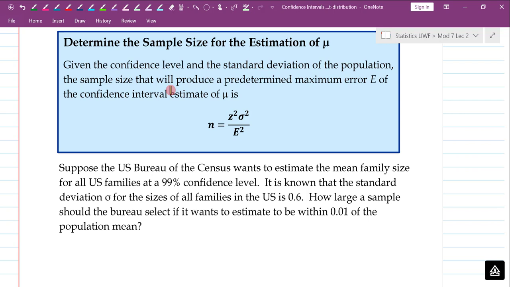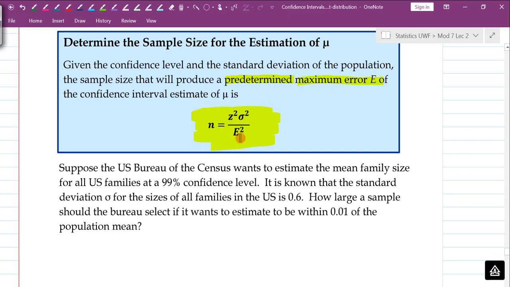Okay, so that's what we're going to be looking at right now, is determining the sample size for the estimation of mu, so that you can be confident to the level that you've been told that you need to be. So it says, given the confidence level and the standard deviation of the population, the sample size that will produce a predetermined maximum error of confidence interval estimate of mu is determined by this formula right here. N is equal to z squared, sigma squared, divided by E squared.